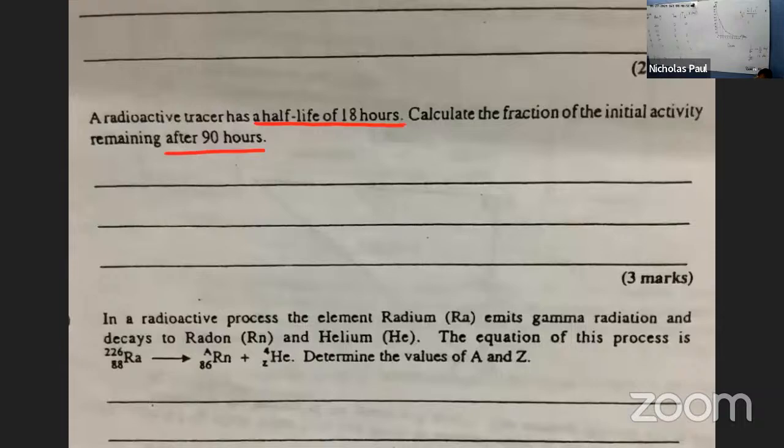90 hours passed. How are we going to figure out the number of half-lives? You do not divide the time by 2; that's for the mass.